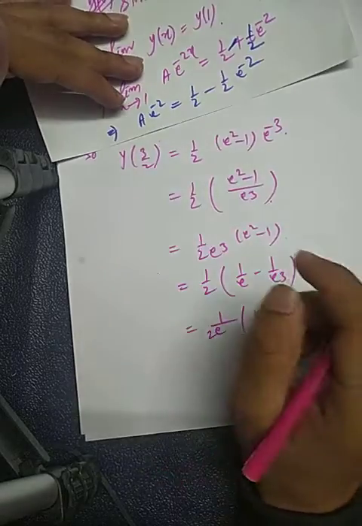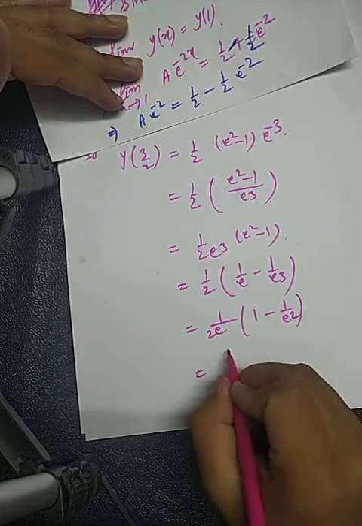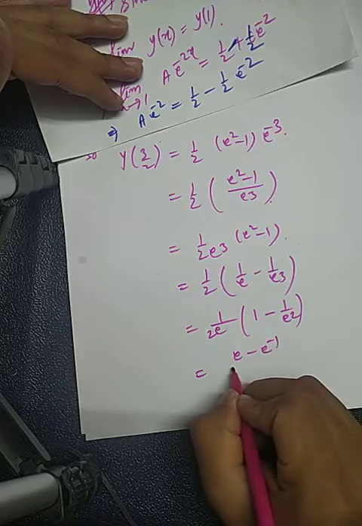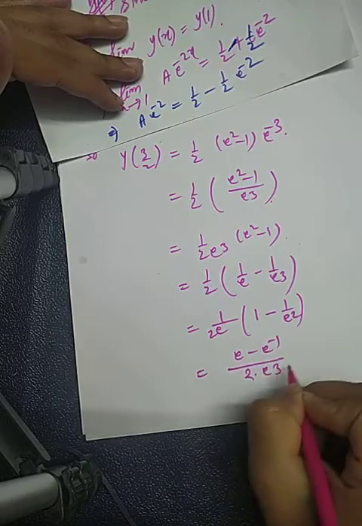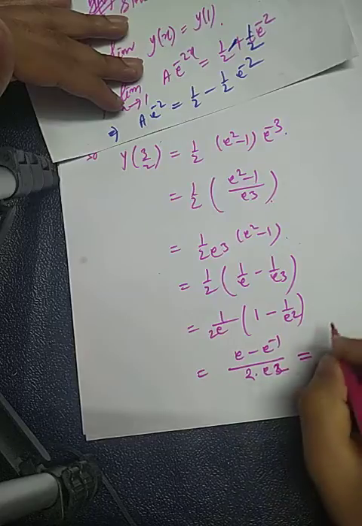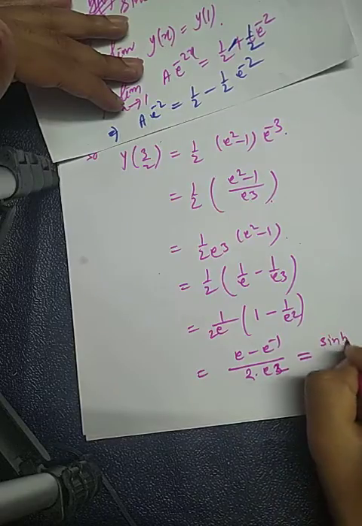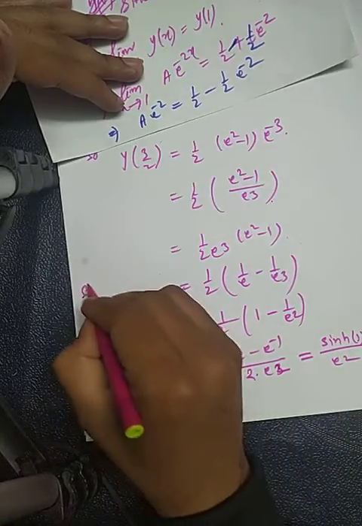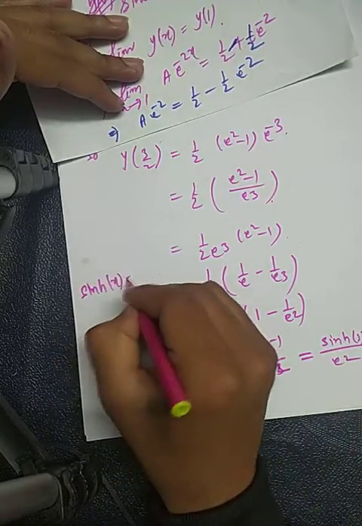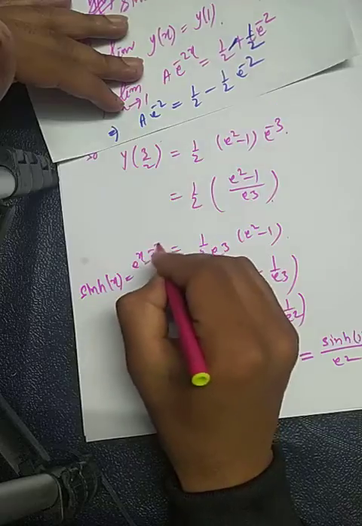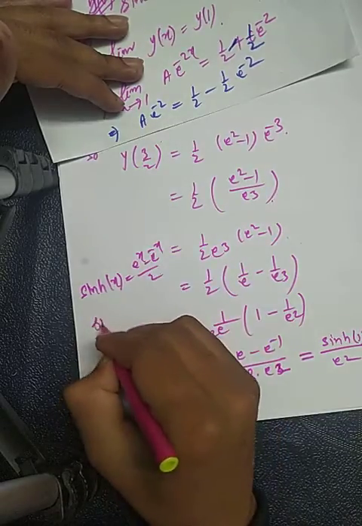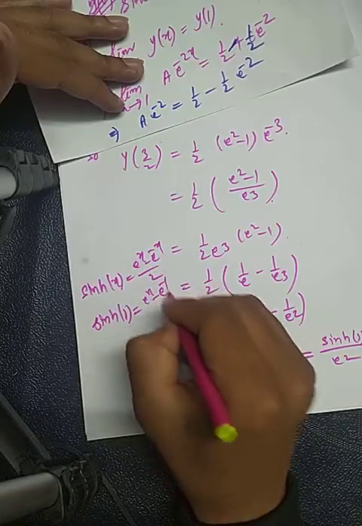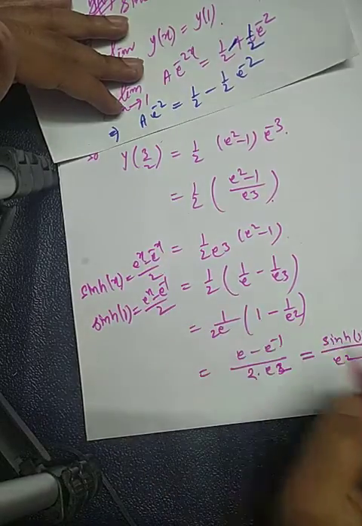Certainly we can write it as e divided by 2e cubed, so 2e squared, so it is equal to sinh(1) divided by e squared. Because sinh of x is equal to (e to the power x minus e to the power minus x) divided by 2, so sinh of 1 is equal to (e minus e to the power minus 1) by 2. That's what is important, right?